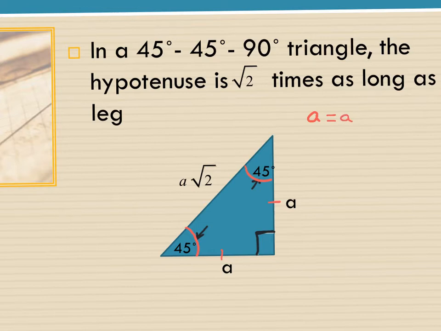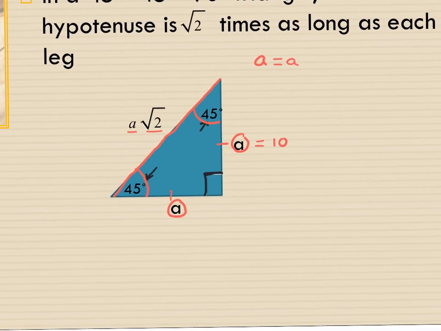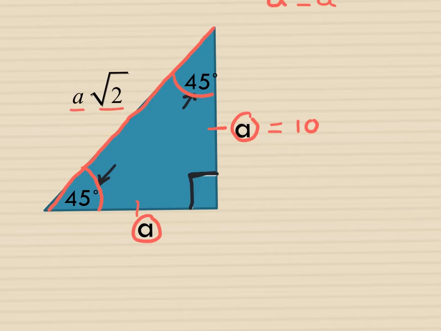If one of them is 10, the other one's 10. If one of them's 1 million, the other one's 1 million. But take a look at the hypotenuse for a minute. Notice that they labeled the hypotenuse as a times the square root of 2. That a that they're talking about is this right there. So let's pretend that a is 10. I'm just making this up. Let's say a is 10. Well then, what is the leg at the bottom? It must be 10 as well.